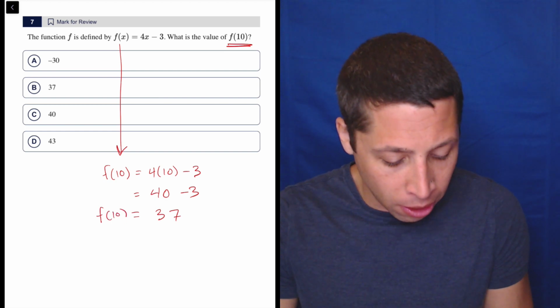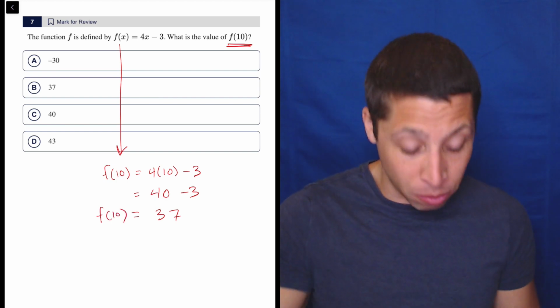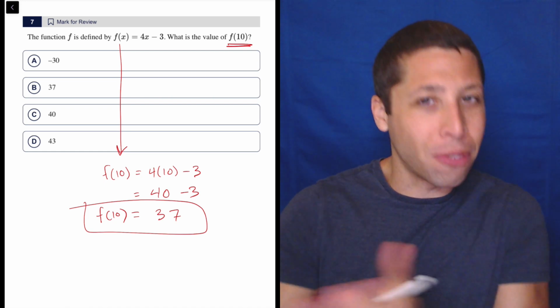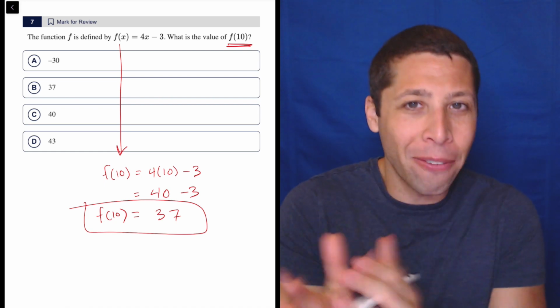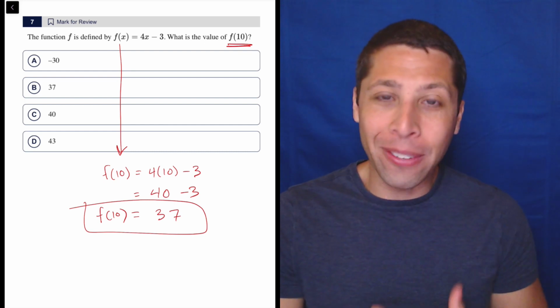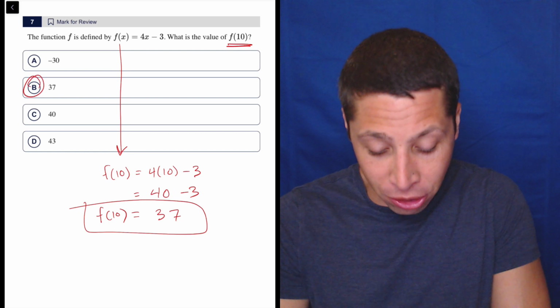So to be clear, what we are saying here, and the way that we would write this, is f of 10 equals 37. So there's no solving for f. There's no dividing by 10 here. Like, f is not a thing. It's not a variable. So what we have is that the answer then is just choice B.